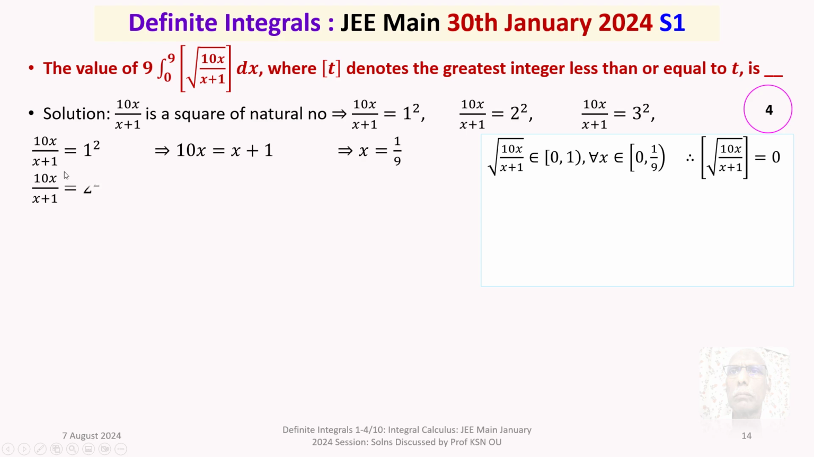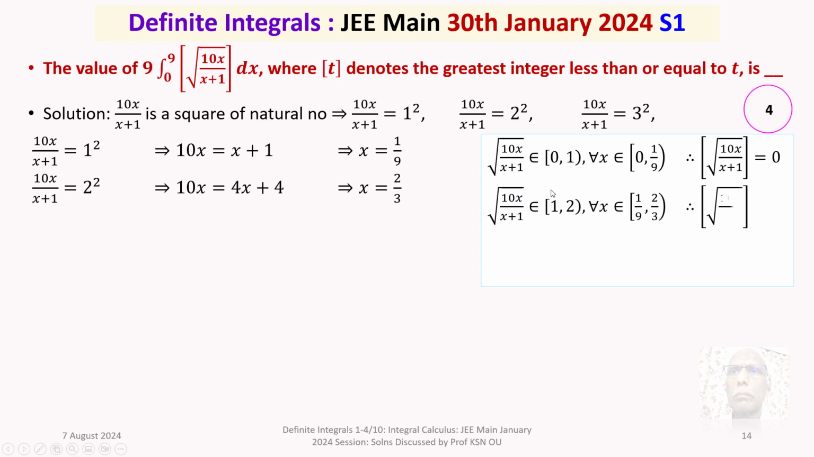So take the next one. 10x by (x plus 1) is equal to 2 square. That is 10x is equal to 4x plus 4. That is x is equal to 2 by 3. So the square root of 10x by (x plus 1) will belong to the semi-closed interval 1 to 2 for all x belongs to the semi-closed interval 1 by 9 to 2 by 3. And the bracket of the square root of 10x by (x plus 1) will be 1. That's the greatest integer in that interval. Right. It will not be 2 because it is not included.